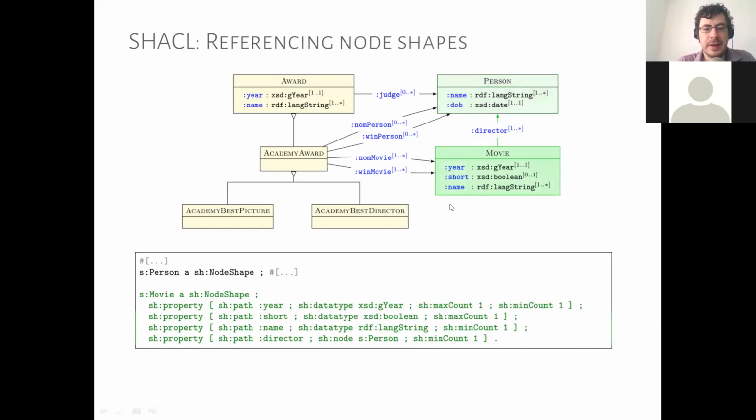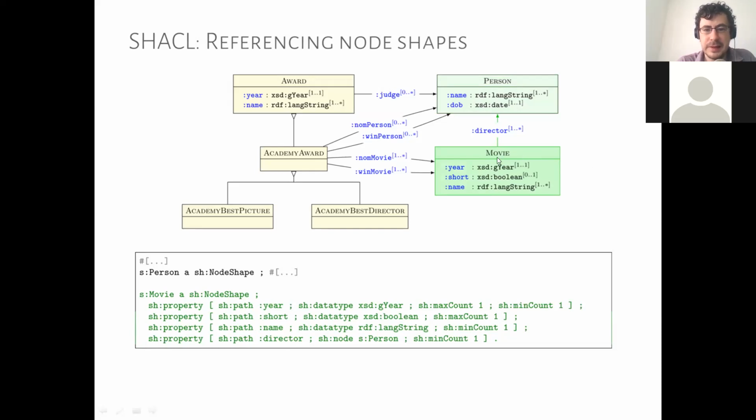We'll move to the movie example, which is interesting mainly because it has this extra thing here. So we have a movie, which again is a node shape, and we again define some restrictions on the year, whether it's a short movie or a long movie. In this case, we just put a max count of 1. So this means that the min count default is 0, and the max count default is infinite. So here we put a max count of 1. So this then means 0 or 1. We put the name.